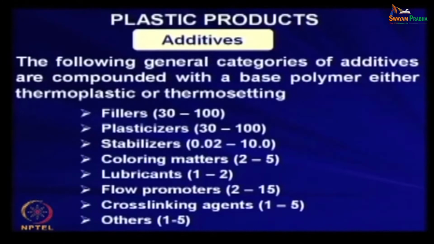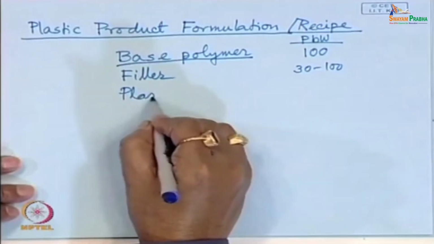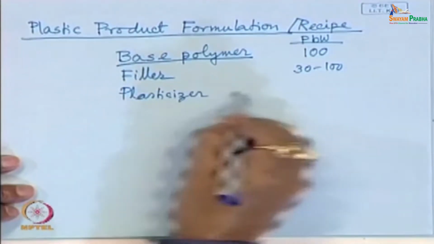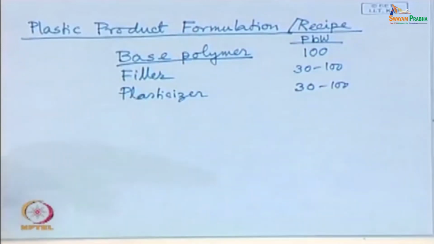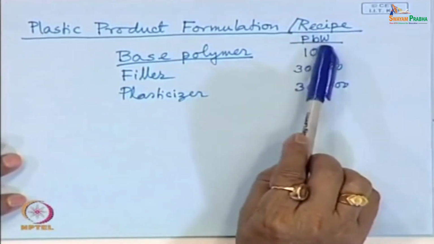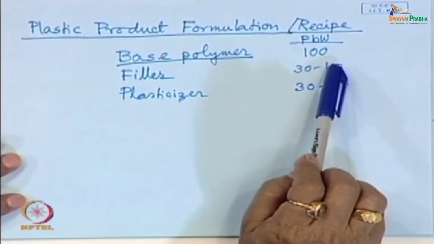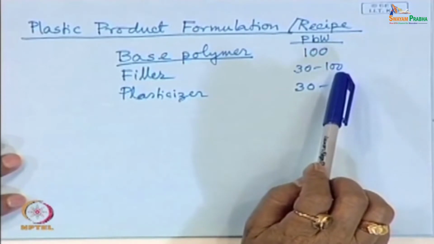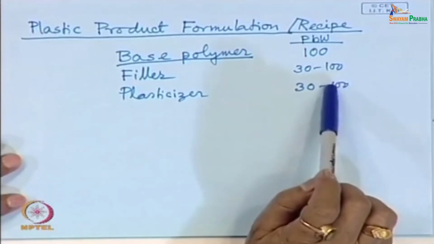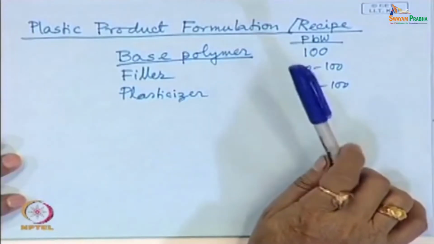Next come plasticizers. You see, again here the range is 30 to 100. That means, if you take 100 kg polymer, you can use 100 kg plasticizer, you can use 100 kg filler also, 50-50. Then you have to compromise the performance. What is the function of plasticizer?